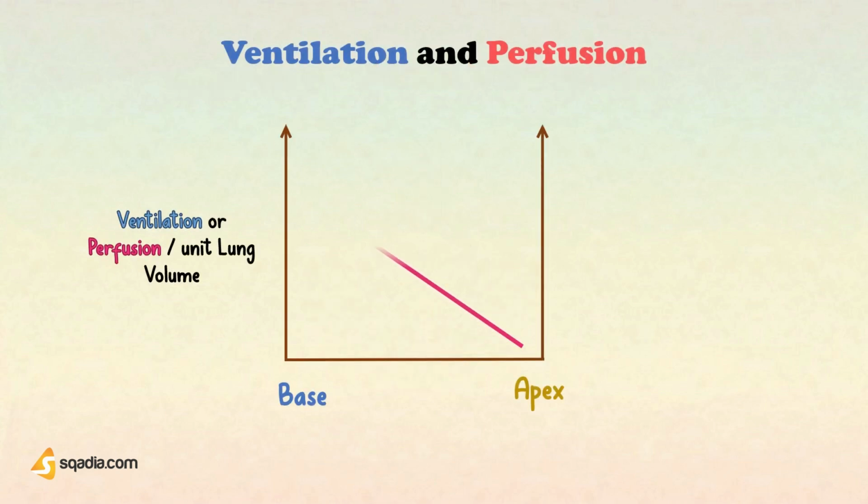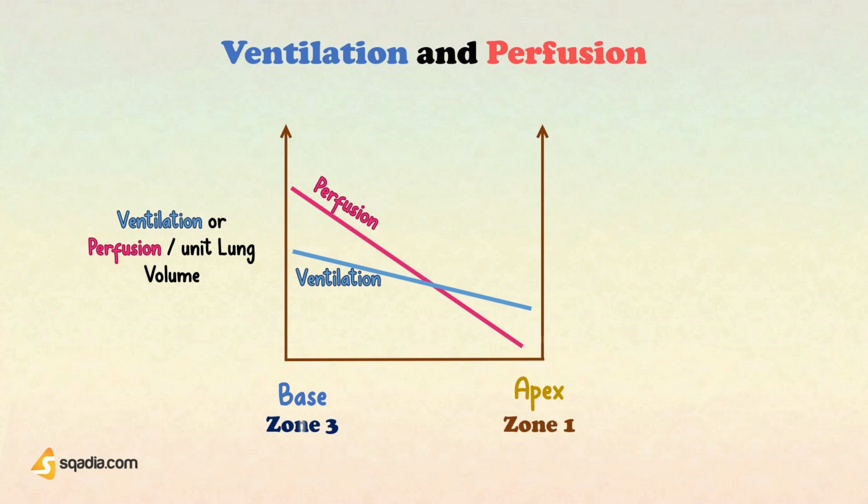This straight line in pink shows that the blood flow or perfusion increases while moving from apex to the base of the lung. Similarly, this straight line in blue shows the air we breathe in the alveoli, which is known as ventilation. You can see that the ventilation, showing the same trend, is increasing from top of the lung to the bottom of the lung. So, ventilation and perfusion both are lower in Zone 1 and higher in Zone 3.